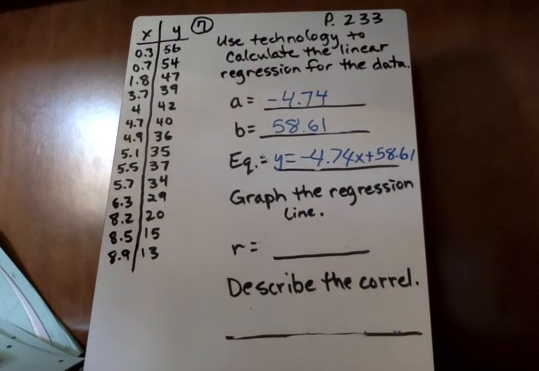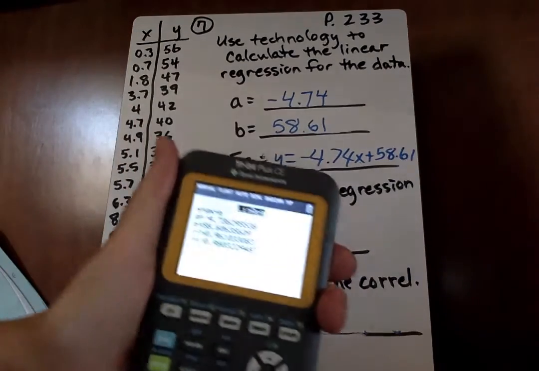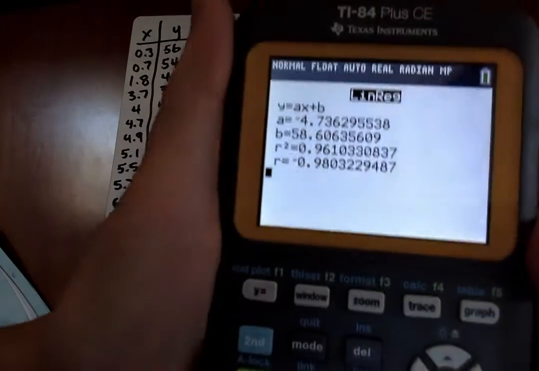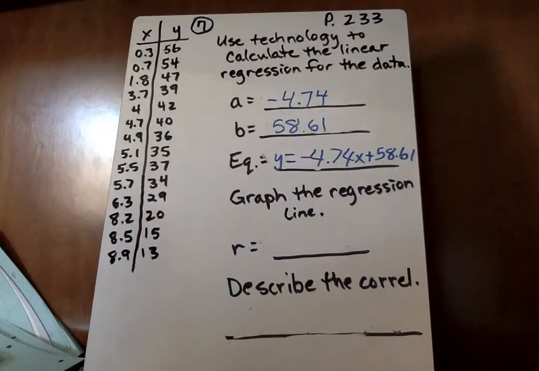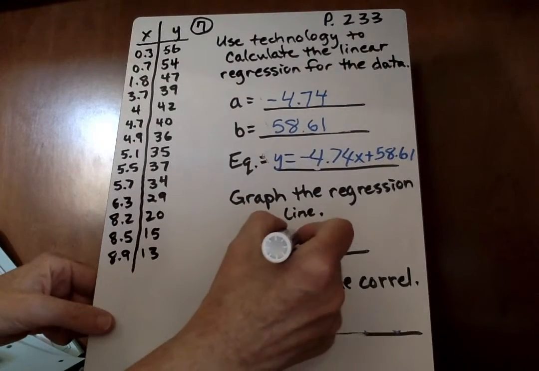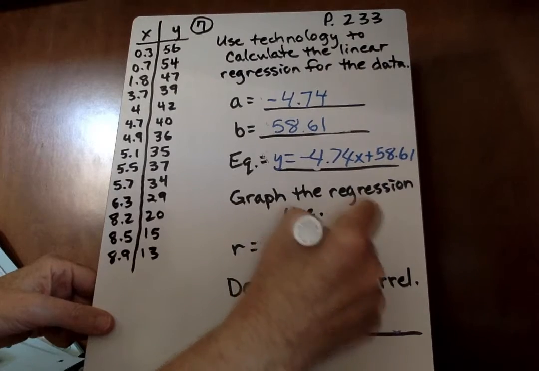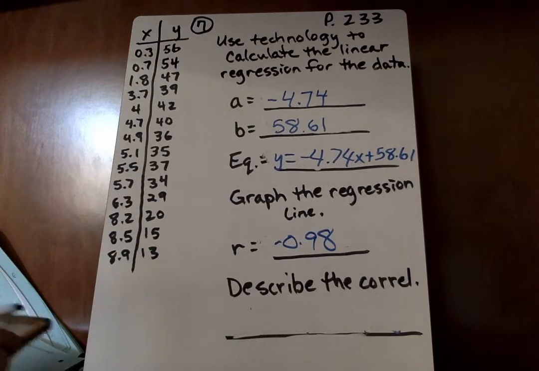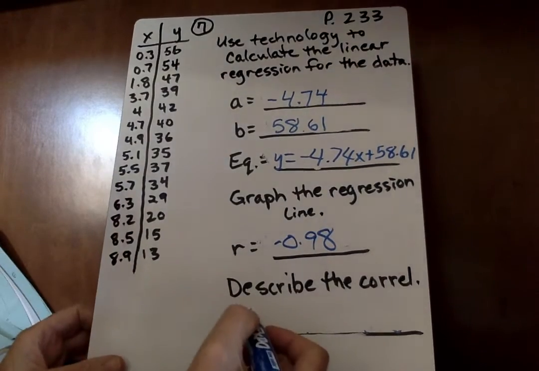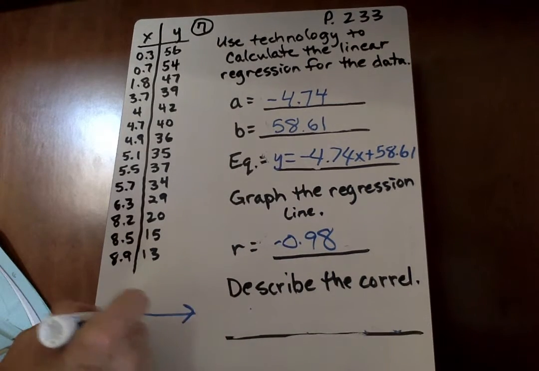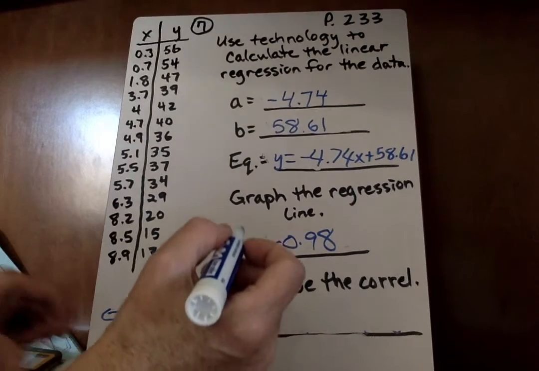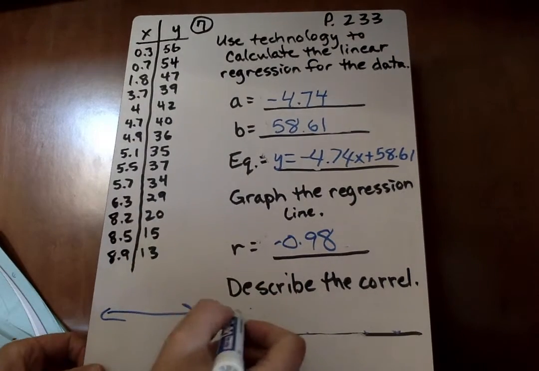Okay. What is our r? Negative 0.98. Do you see our r? Not the r squared, but we need just the r. Negative 0.98. And according to our graph, I'm going to describe the correlation. And if you look on the strong, moderate, weak, negative, this is going to be strong, negative.